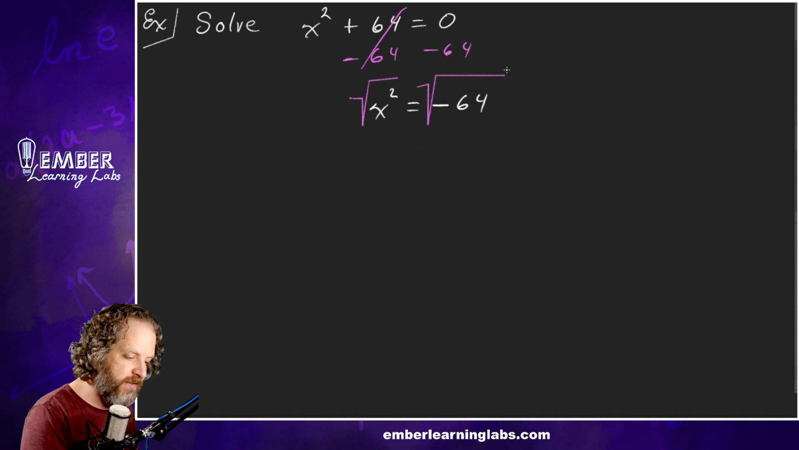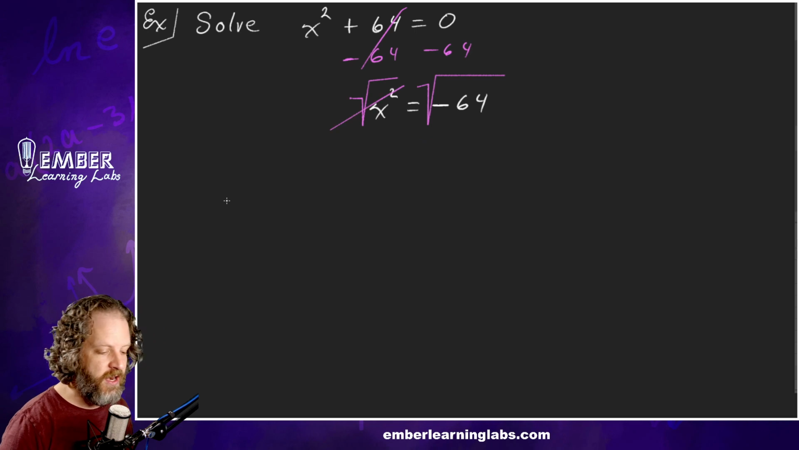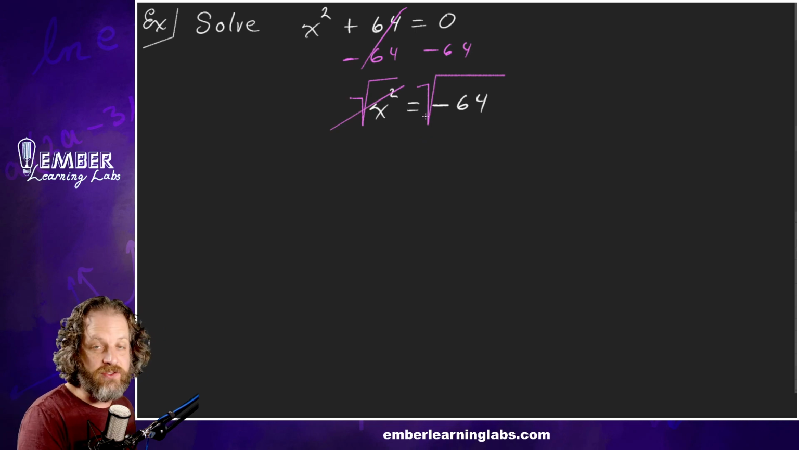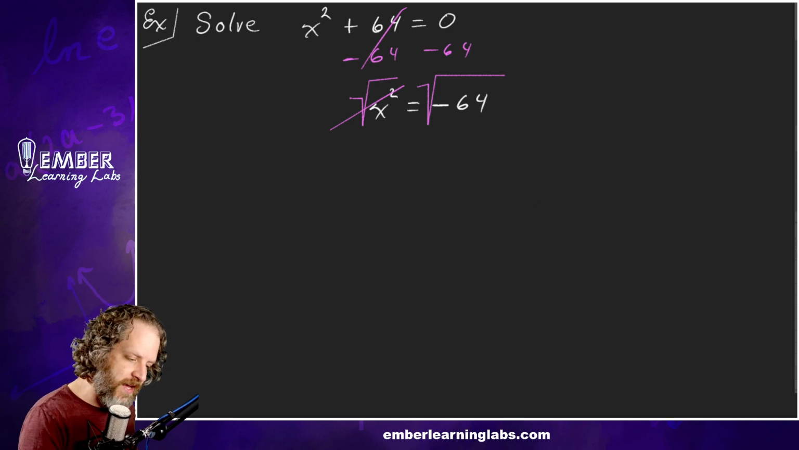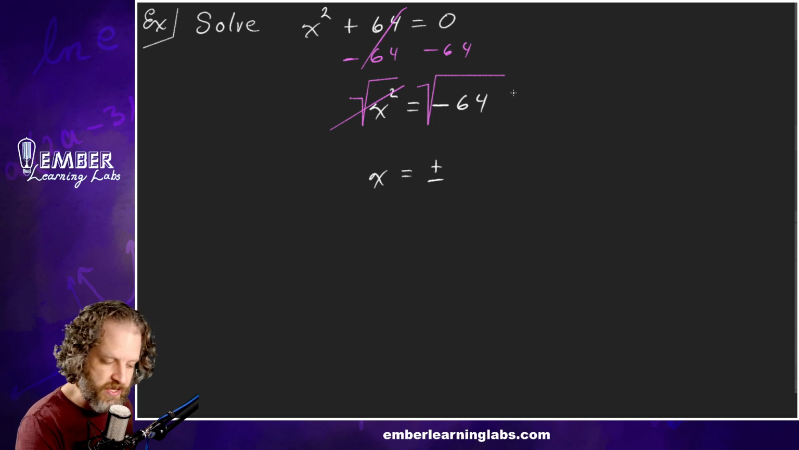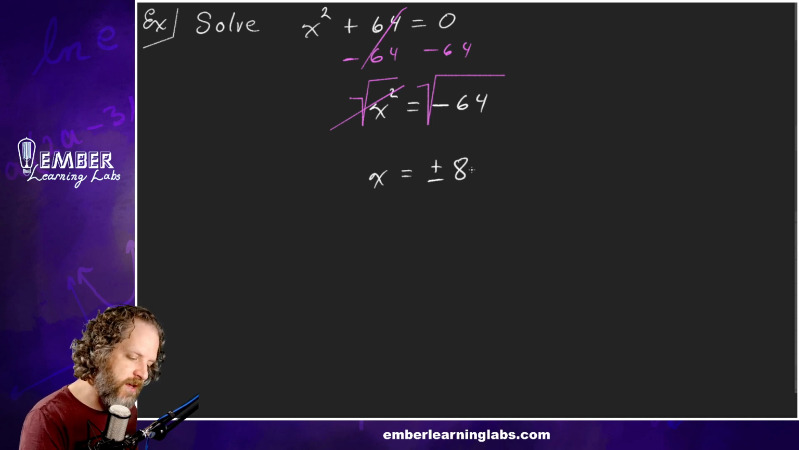Es muy importante, right? Now, so we're taking the square root of negative, so it's going to have an i in it. The square root of 64 has a real deal answer. So this turns into x equals plus or minus, because we took the square root of both sides, 8i.